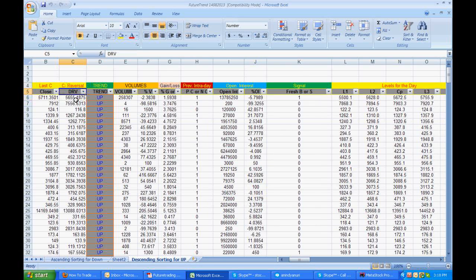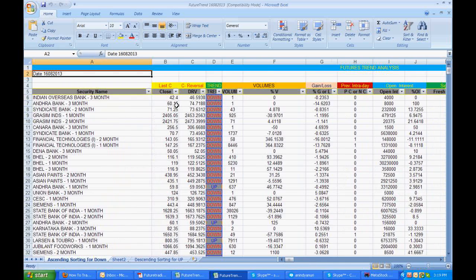Like today, 5711, this is 14 file. One minute, let me pick up the file of 16 only. Okay, I've just picked up the file of 16, and we are taking it recently. So the 48 was the closing one yesterday.